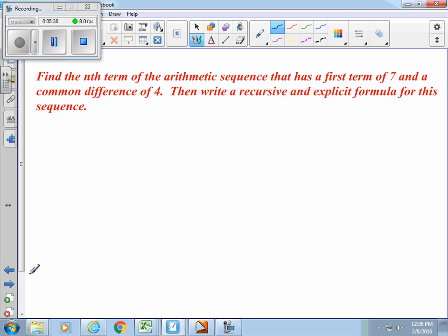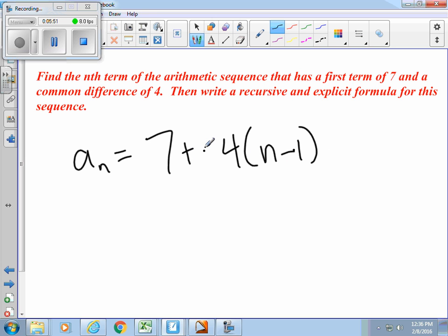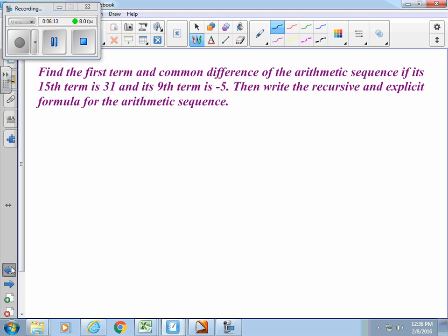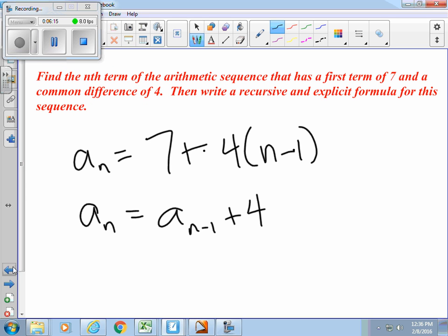Find the nth term of the arithmetic sequence. First term is 7, common difference 4. Right. 7 plus 4 times n minus 1. That's how you do an arithmetic explicit formula. For the recursive formula, you would do the term before plus 4. So that's how you write an arithmetic sequence. When you do recursive, you have to define the initial term. Yeah, you probably should define the initial term as well.